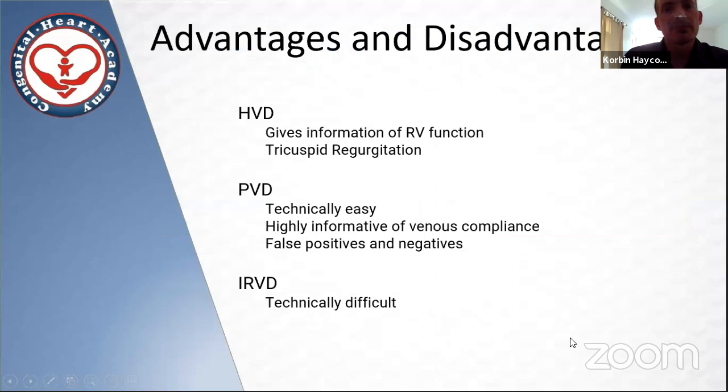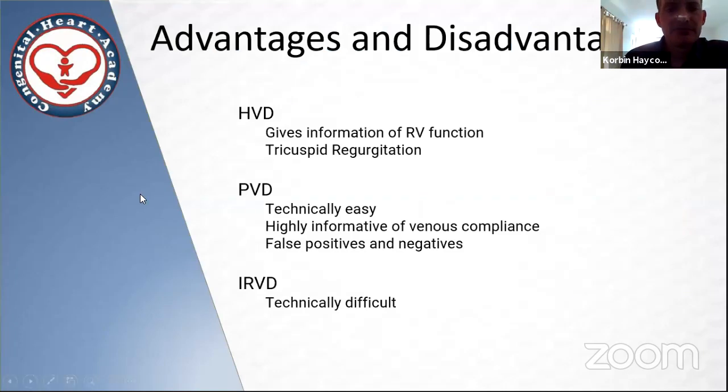Each of these has advantages and disadvantages. The hepatic vein Doppler gives us information about RV function that we wouldn't necessarily get from portal vein or intrarenal venous Doppler. There's a wealth of information in these waveforms that's beyond the scope of this talk. The disadvantage of hepatic vein Doppler is that if you have significant tricuspid regurgitation but no volume overload, the S wave will still reverse, so it may be a false positive.